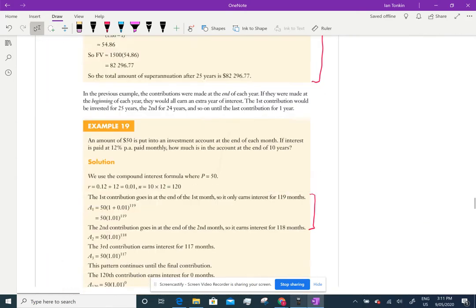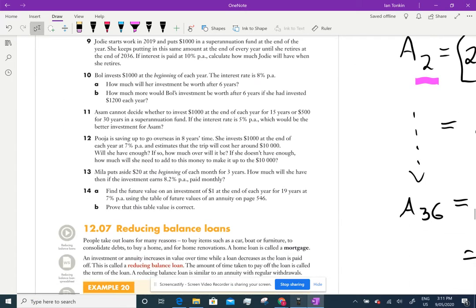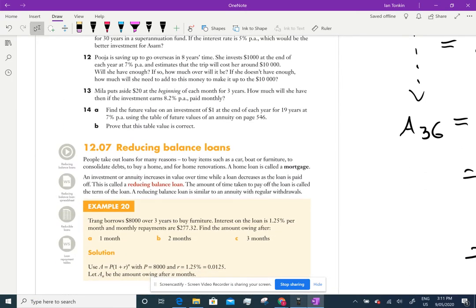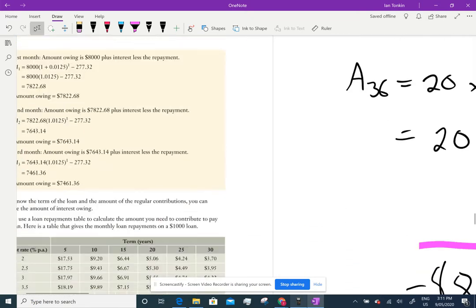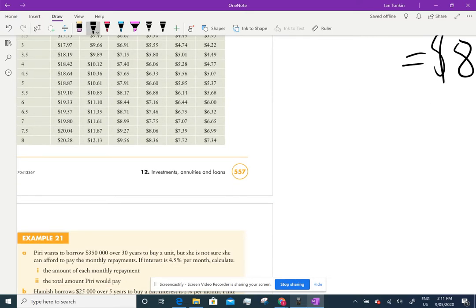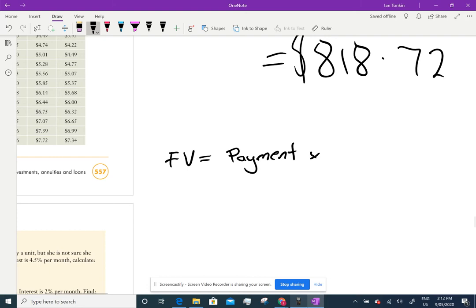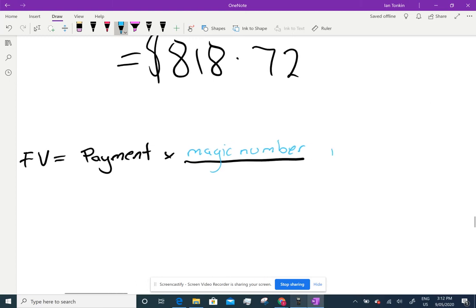So this is what they're asking you to do with question 14. When you use the table, you're going, oh, the annuity value is this magic number. So when you're using a table, you go, the future value equals the present value, or the investment, the payment, because it's an annuity, times this magic number from the table. It's in the table.